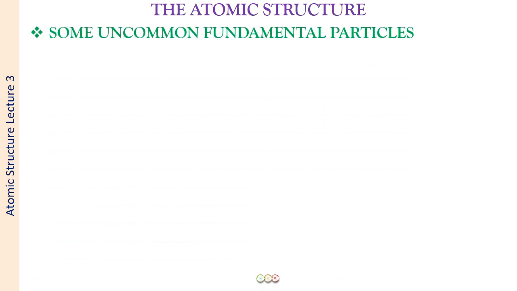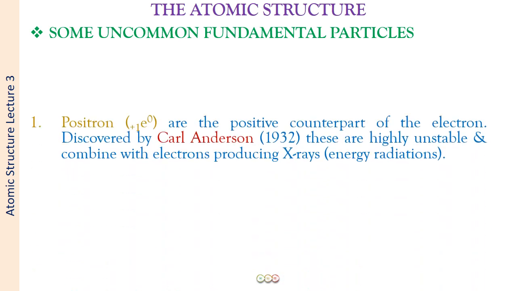Now we just briefly see which are the uncommon fundamental particles. A few of them, if you remember, we started with the lecture of the discovery of the fundamental particles, that there are around 35 subatomic particles being discovered till date. So just a few of them.